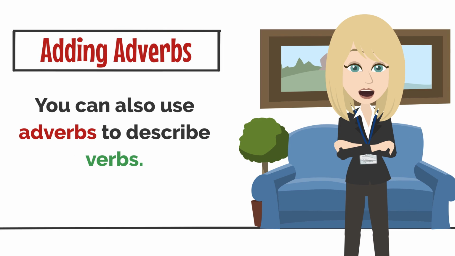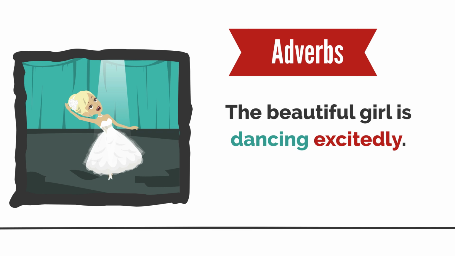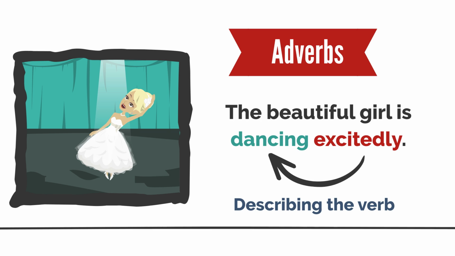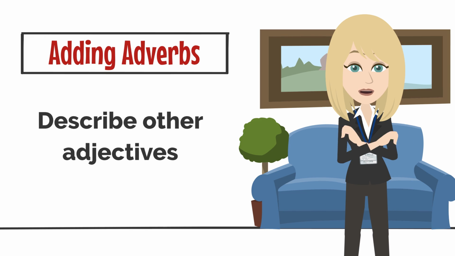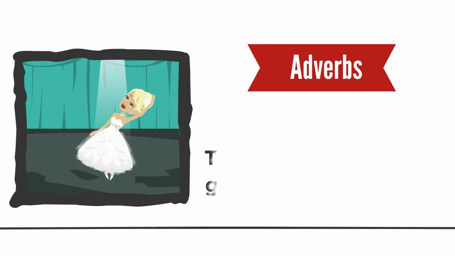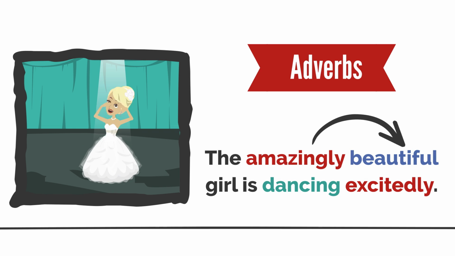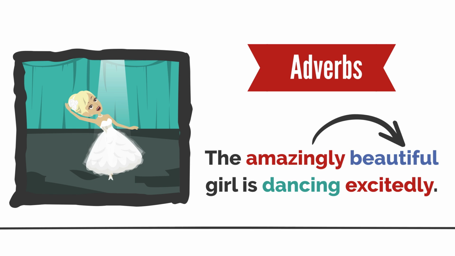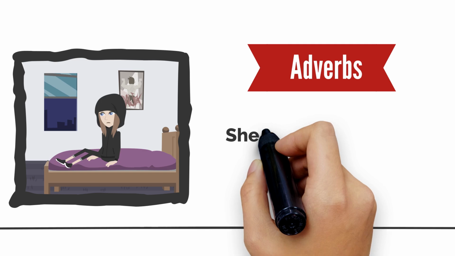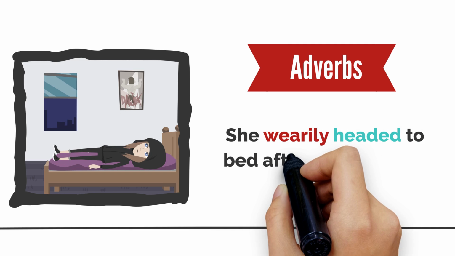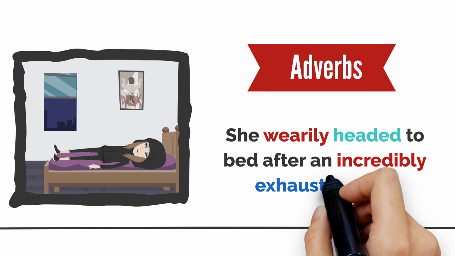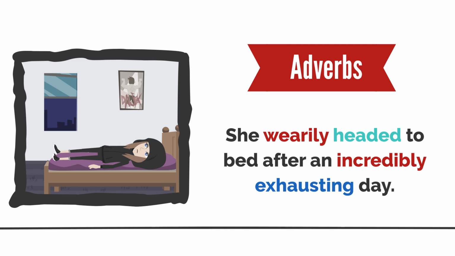You can also use adverbs to describe verbs, like the beautiful girl is dancing excitedly, or to describe other adjectives. For example, the amazingly beautiful girl is dancing excitedly. Here's another example. She wearily headed to bed after an incredibly exhausting day.